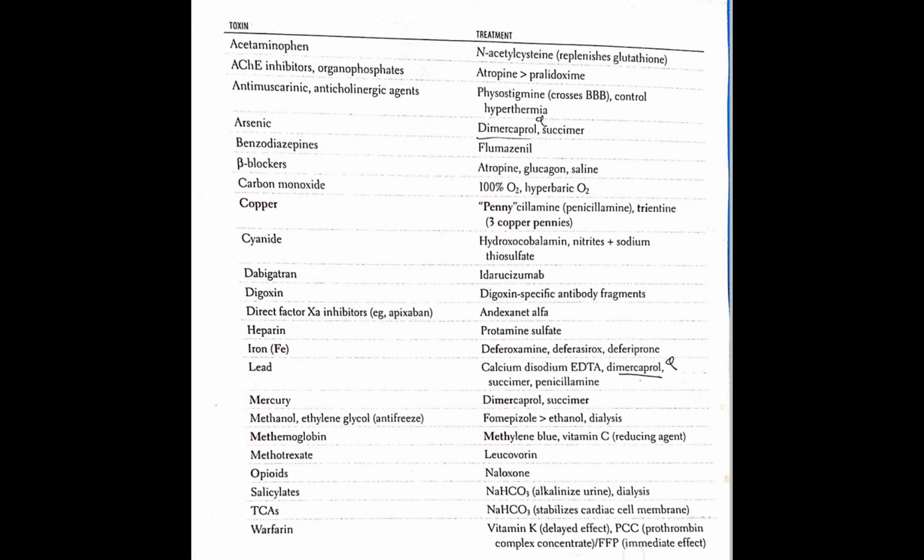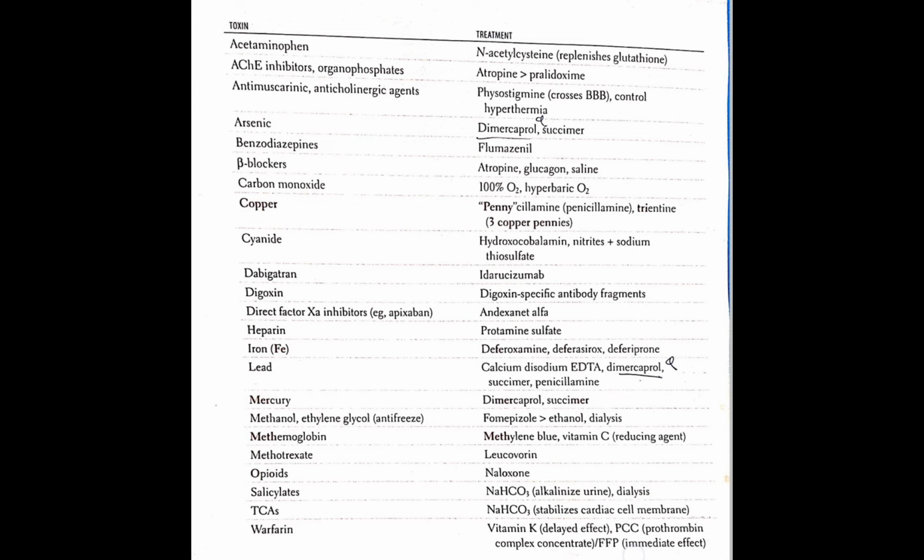Dabigatran is treated with idarucizumab. Digoxin: digoxin-specific antibodies, DigiBind. Direct factor 10A inhibitors: Andexanet alfa. Dabigatran is a direct thrombin inhibitor, while direct factor 10A inhibitors are reversed by Andexanet alfa.